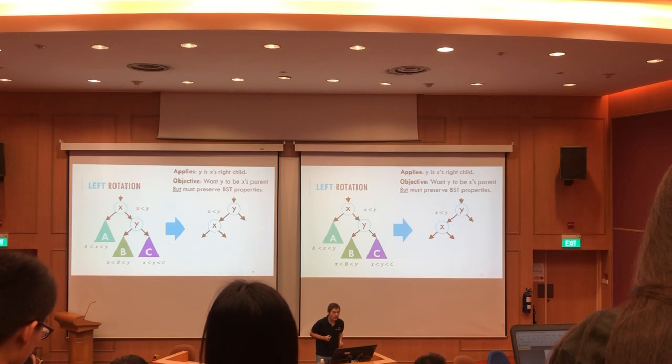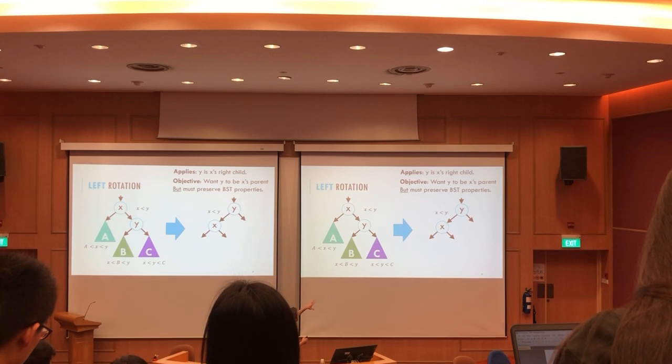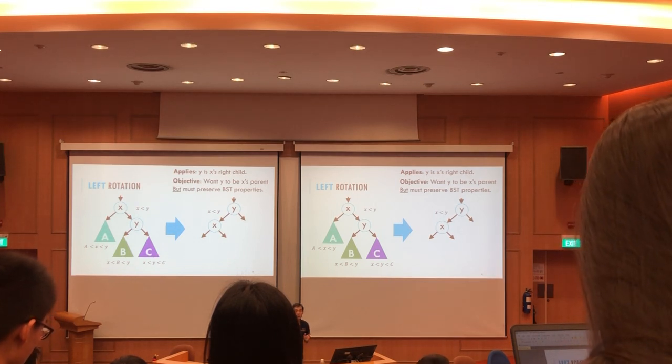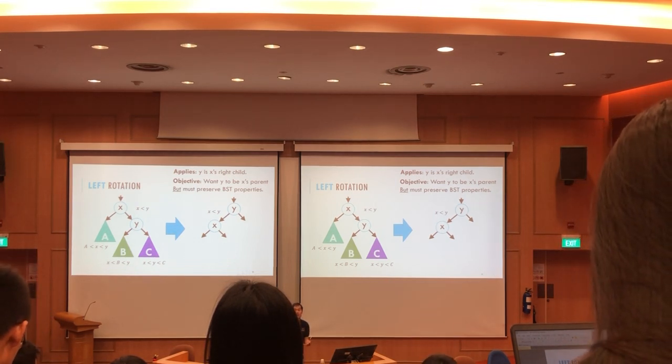Now what we're going to do is change it so that y becomes x's parent instead of the other way around. That's what we're going to try to do, but we're going to maintain the BST properties. We have to maintain the BST properties. Again, that's another one of the invariants, and we have to maintain it to ensure fast searches.